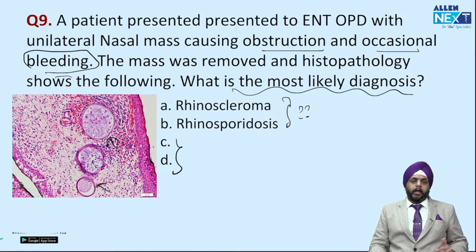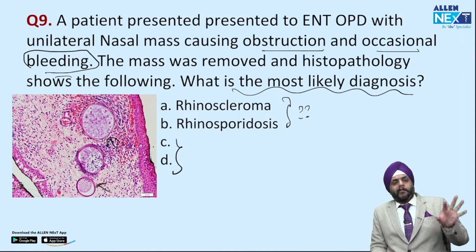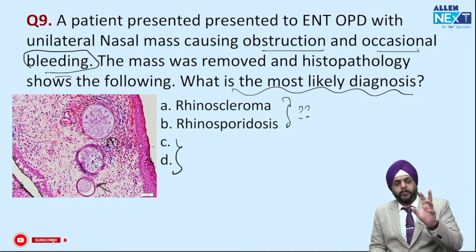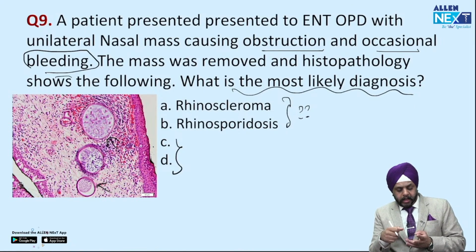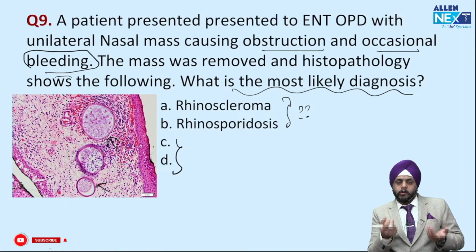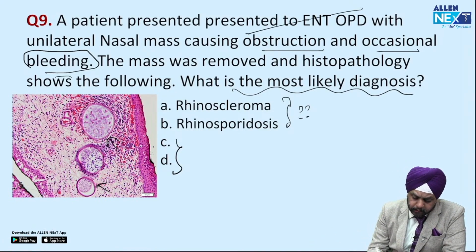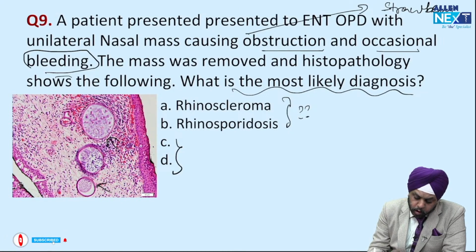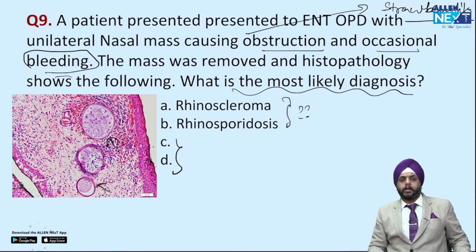So rhinoscleroma generally tends to be bilateral, number one. Number two, it will always have atrophic rhinosinusitis-like findings. Like there will be atrophy, there will be crusting, there will be foul smell. So all that will be mentioned in the history. Whereas in rhinosporidiosis, the nasal mass is there. And I think one of the students told me that they had mentioned a strawberry-like mass. So if it's a strawberry granuloma, that clearly points towards rhinosporidiosis.